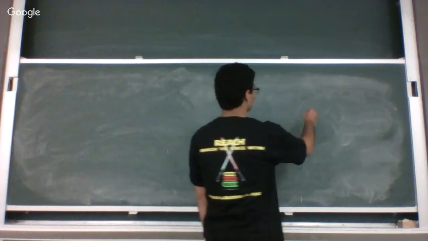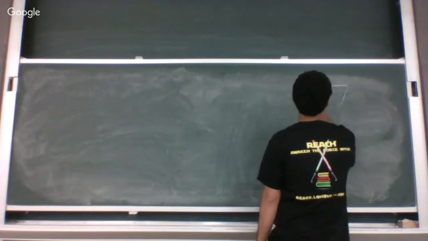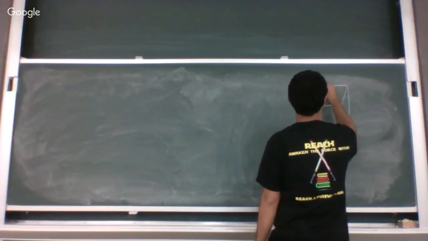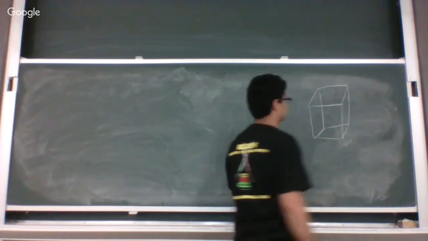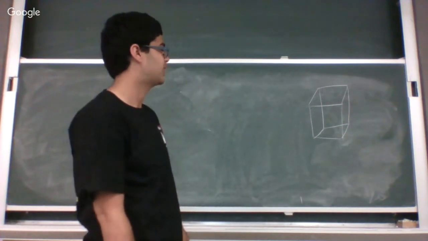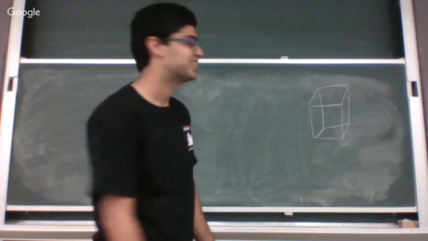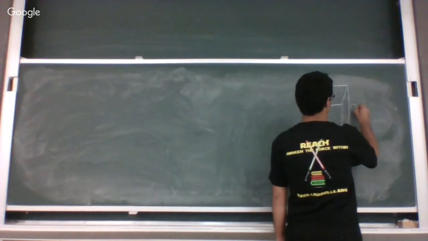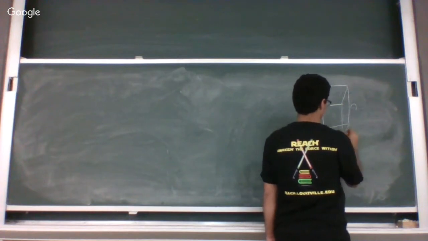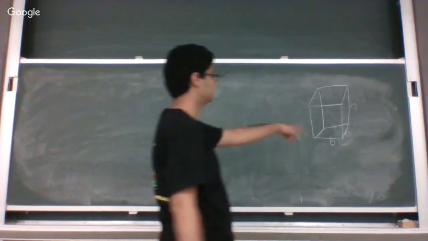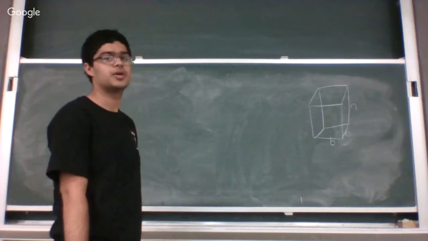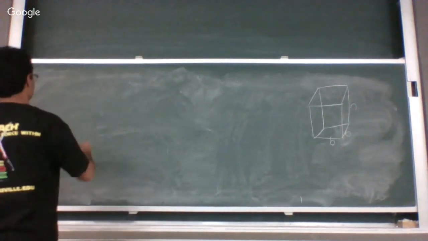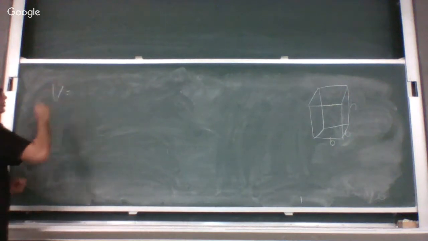So I'm gonna do one with a box. Okay, that's a box. We'll call this height, and these are spaces. So it's a rectangular box. The height is different. So the formula for the volume is what?